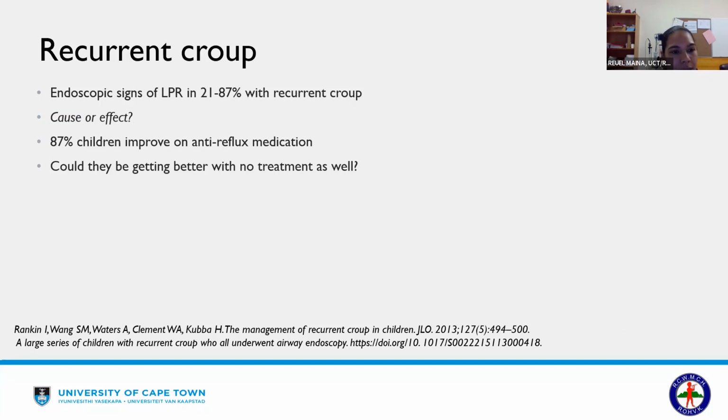So looking at recurrent croup, not many studies have been done looking at the causal effect of LPR on recurrent croup.